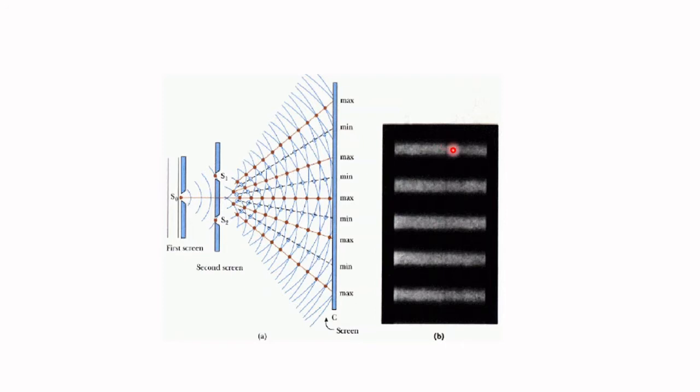In a real picture, it will look like this. This is a bright fringe, this is a dark fringe. What is a bright fringe? Either the crest is overlapped with the crest or the trough with the trough. In the dark region, the crest is overlapping with the trough. So this white patch is what we call constructive interference, and this is the destructive interference.